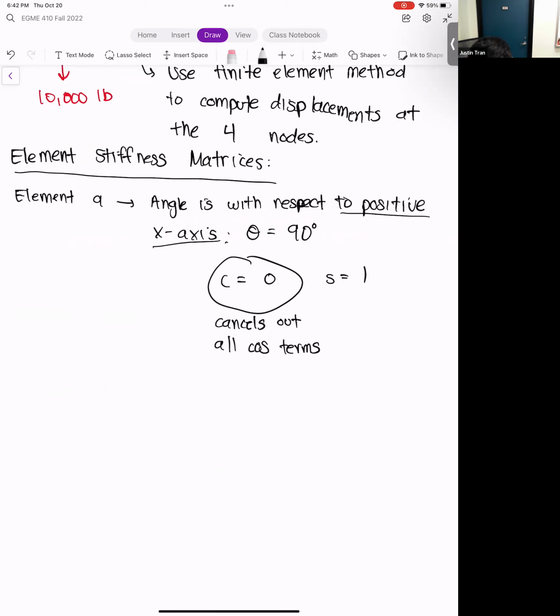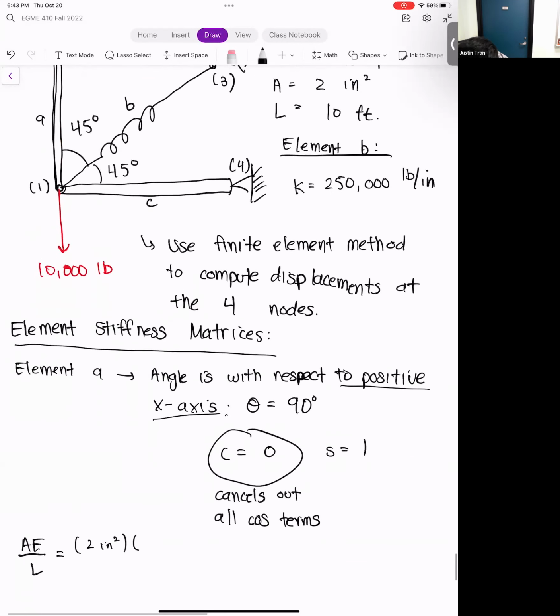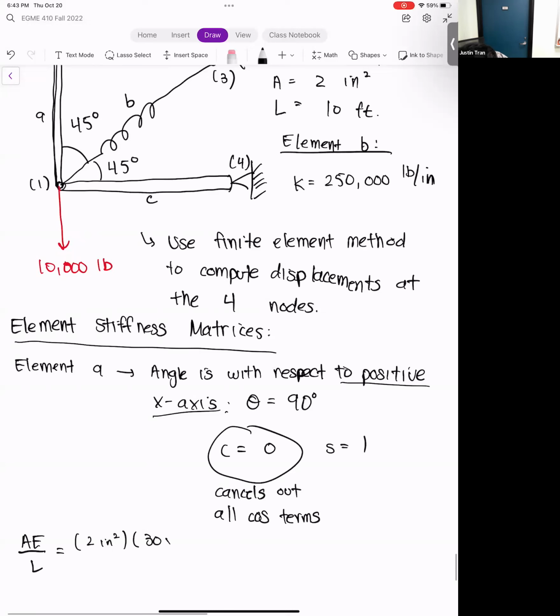All right, so let's first compute the AE over L. And so the AE over L for this one is what was it? It was 2-inch square. E is 30 times 10 to the 6 psi. And we're going to divide this by 10 feet. 10 feet is 120 inches. And so if we do this, we get 5 times 10 to the 5 pound per inch.